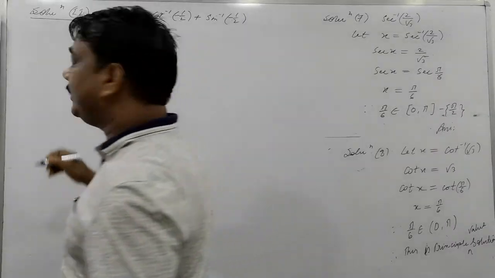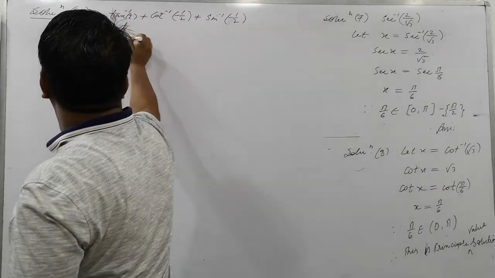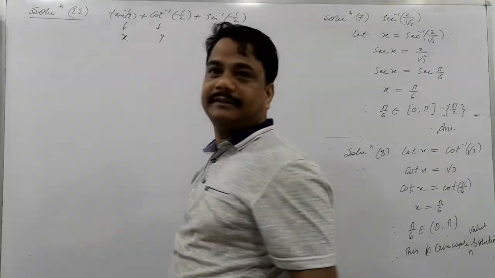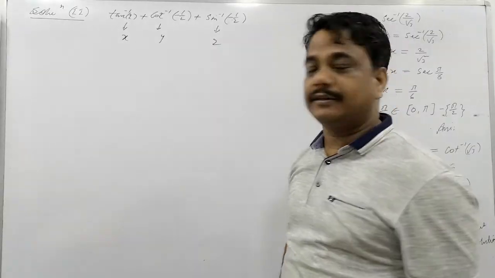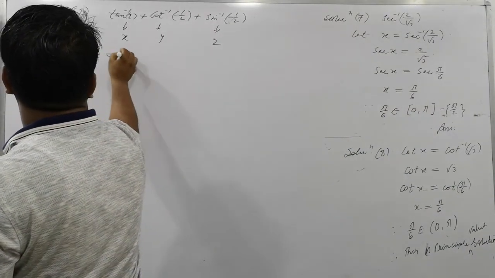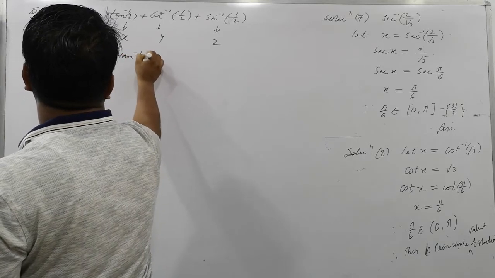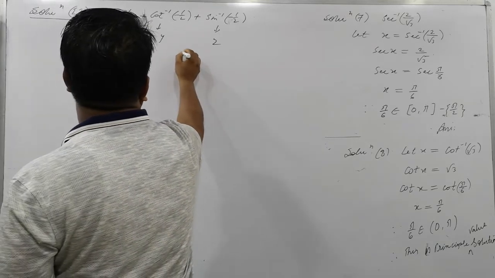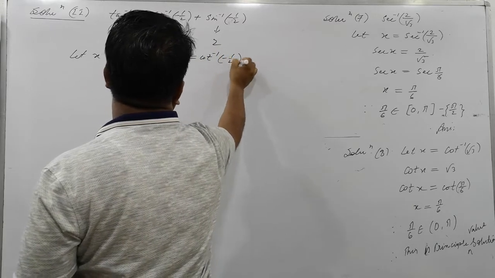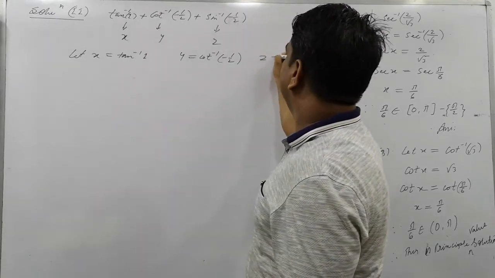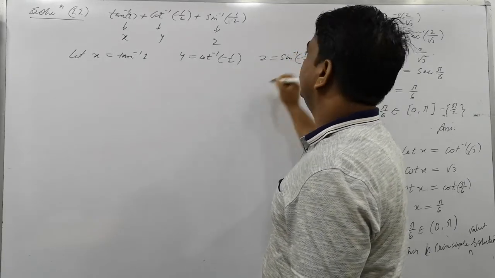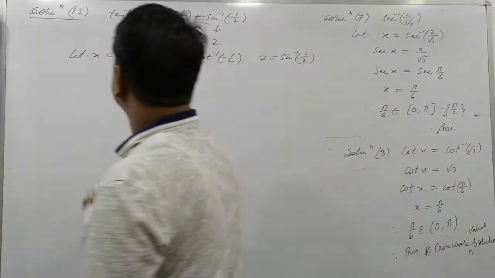Simply, the 3 things are here. It will give you the value x, the value y, and the value z. So 3 questions together are here. You can suppose that x is equal to tan inverse 1, y is equal to cos inverse minus 1 by 2, and z is equal to sin inverse minus 1 by 2. Solve these 3 questions.